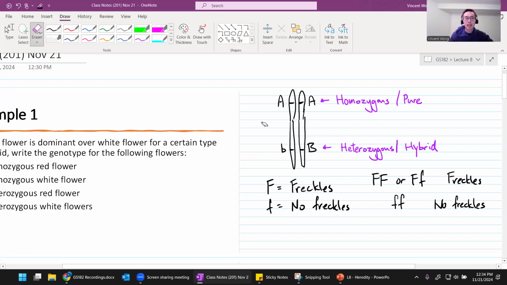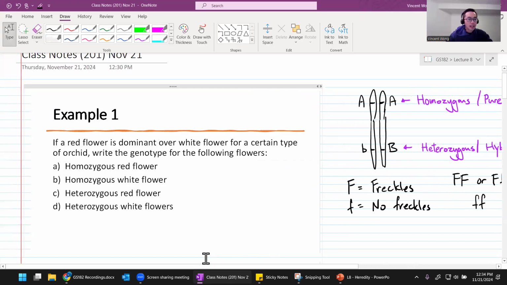Okay, so that's basically the core information that you need to recall from last class before we start on today's lesson. Okay, so let's do example one. These are just from the PowerPoint slides. I just put them over here so I can write over it and post it online for you. If a red flower is dominant over white flower for a certain type of orchid, write the genotype for the following flowers. So we have the first one, which is homozygous red flower.